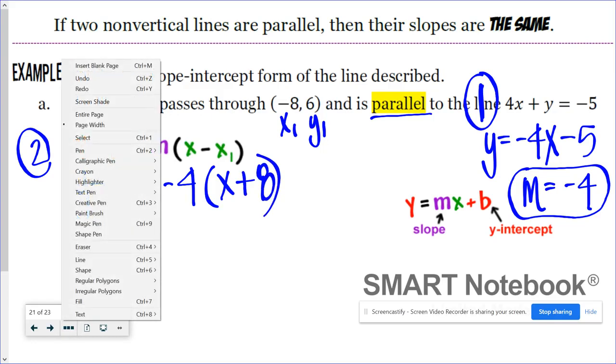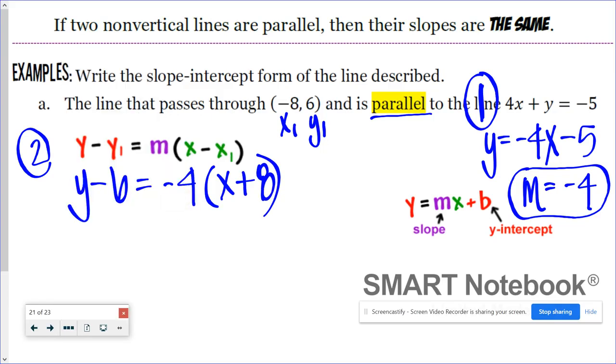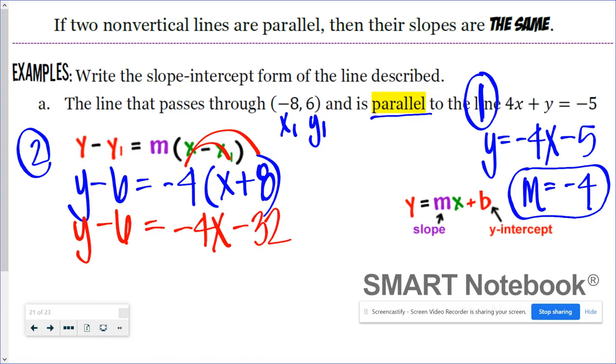And then it's just a matter of distributing on the right. So I get -4x minus 32, and then getting y by itself by simply adding 6 to both sides. So I get -4x minus 26. And that is the equation of the line that passes through -8, 6 and is parallel to the line 4x plus y equals -5. So let's look at perpendicular.